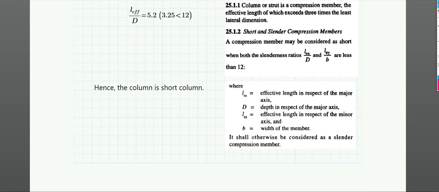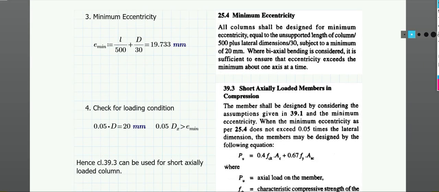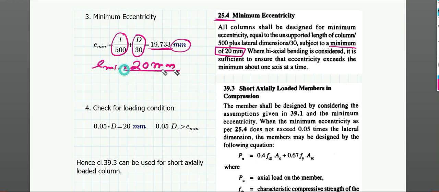Now the next check is the check for minimum eccentricity. This is as per clause number 25.4, so it is L by 500 plus D by 30. We have done the same formula for the rectangular column also, so it comes out to be 19.733 mm. But it's mentioned that the minimum is 20 mm, right? So e minimum will be how much? It should be 20 mm. Though it is 19.73, we have to consider 20 mm.